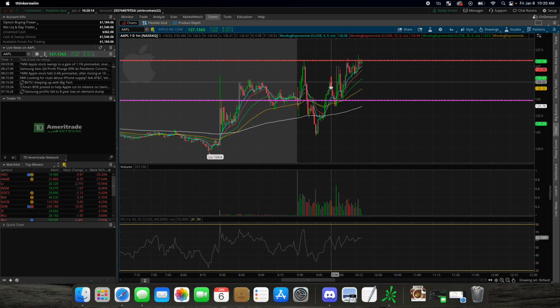So if I'd had my trail stop in earlier, and I had my entry at 126.80, it went all the way up to 127.19. I would have had my exit at 126.71, a much better loss than 126.30.